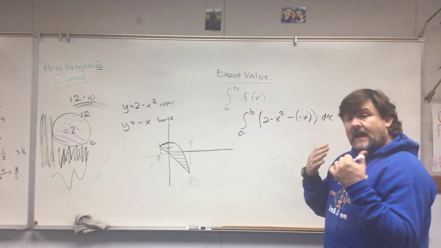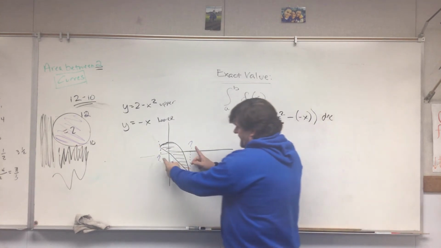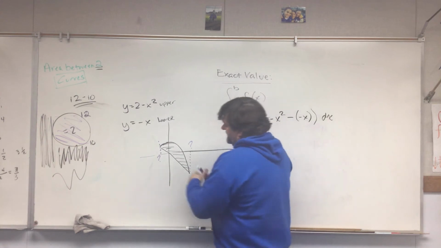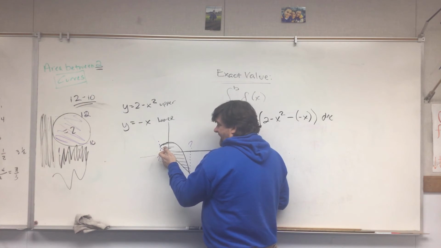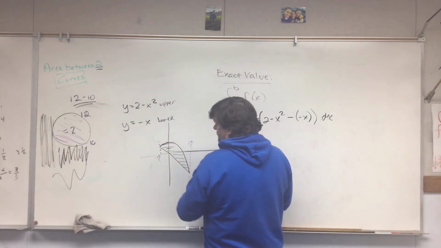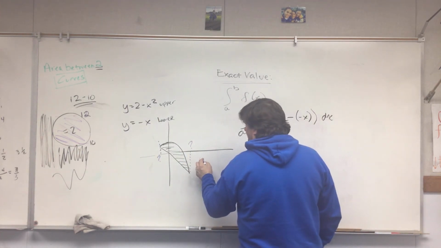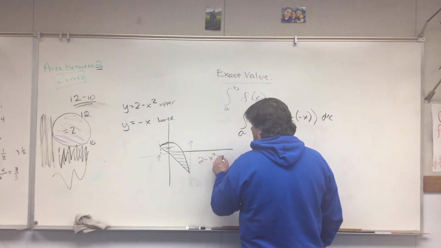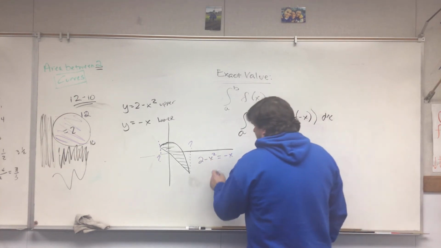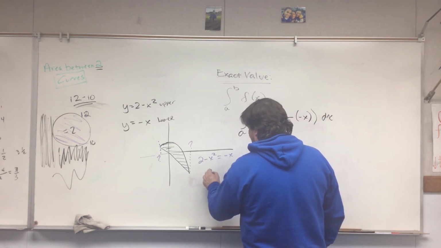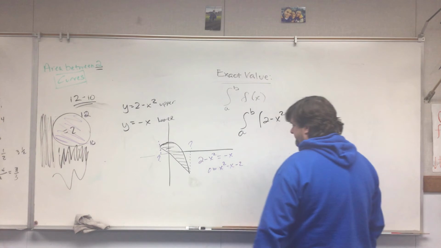So in your head, how would you find these two values? These two x values, how would I find those? Where do they intersect? Well, this is where this f of x equals the other f of x. So this is where y equals y. So we're going to set those equal to each other, and we get 2 minus x squared equals negative x. So let's do some math here. Let's move it all over. We get x squared minus x minus 2.